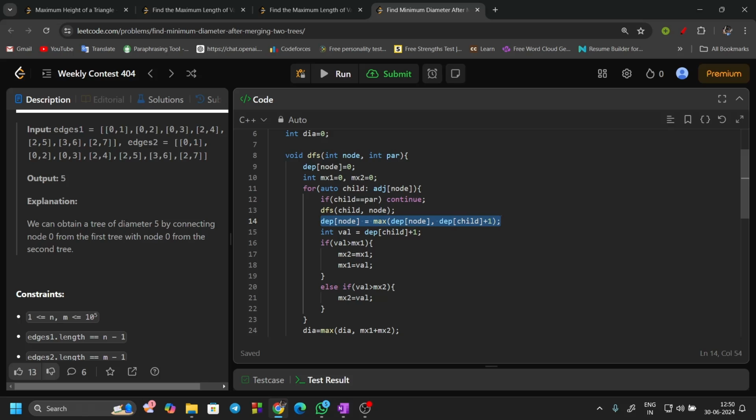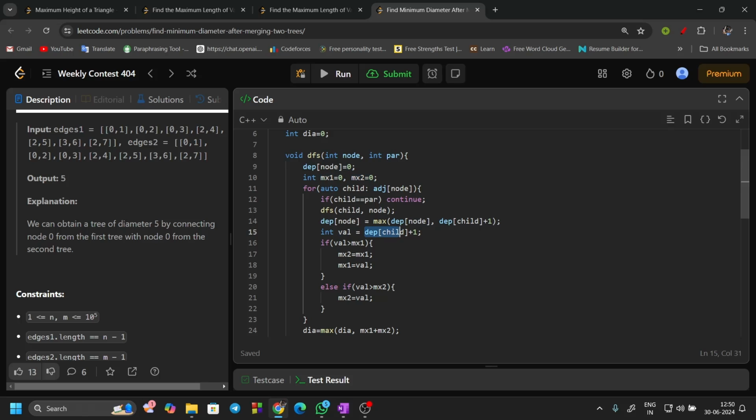That's what the depth of a node is. It's the depth of child plus 1. So I've calculated the depth of my node by doing the DFS traversal to every child, and then I have to calculate the top two depths. MX1 is the maximum depth, MX2 is the second maximum depth.